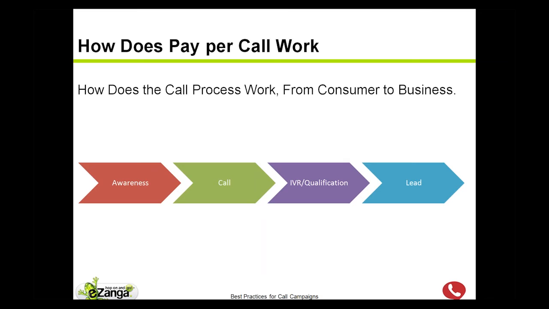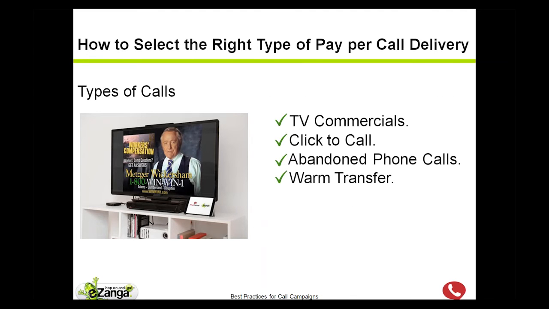So the call process begins with that awareness. However we're driving them into the funnel, they end up picking up the phone and calling. That's where you're paying. You qualify them, and hopefully they're turning into a lead or sale. So essentially, they've passed all the tests. You have a true lead as close to a sale as you're going to get, and that's why we see the conversion rates as high as we do with it. So I mentioned in the last slide a few different ways in which pay-per-call can be delivered. I just picked 4.